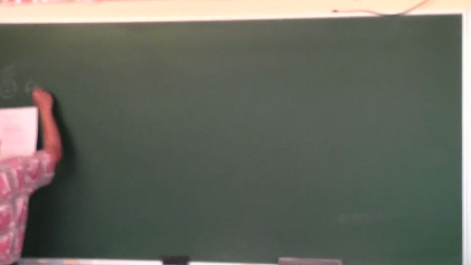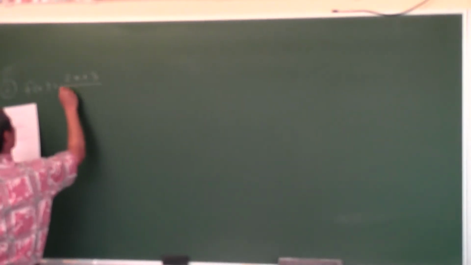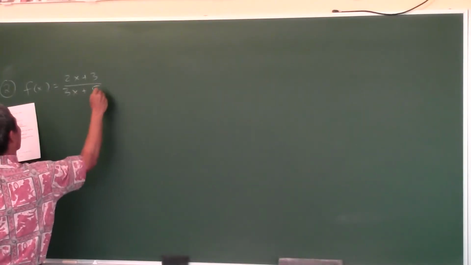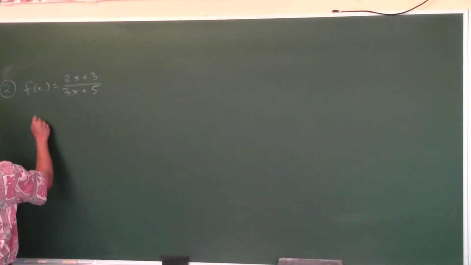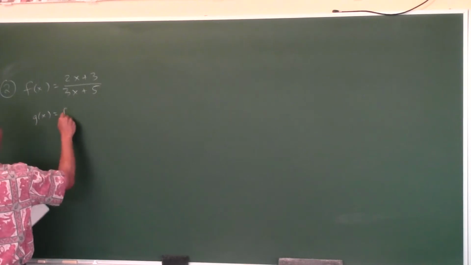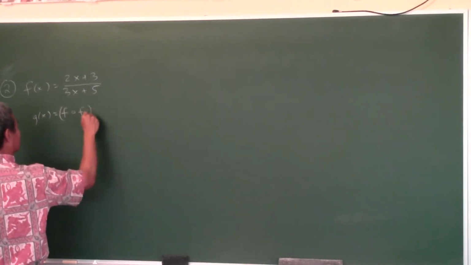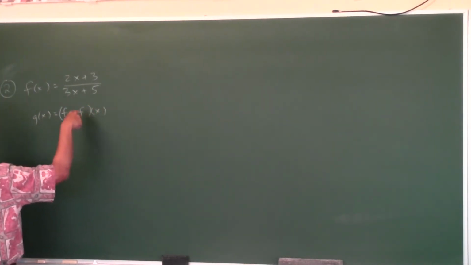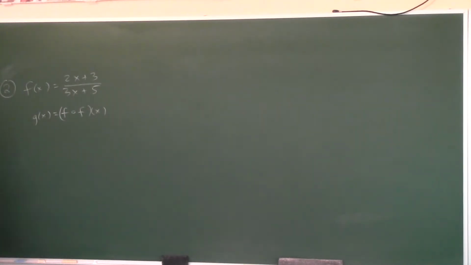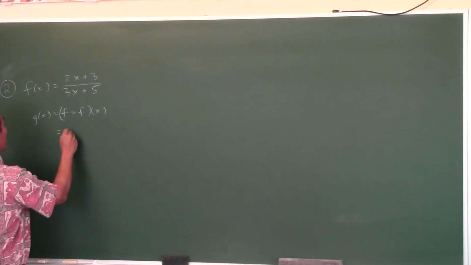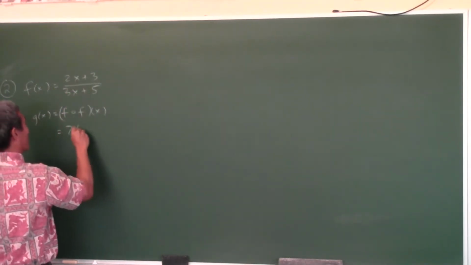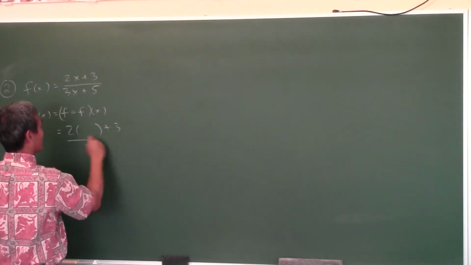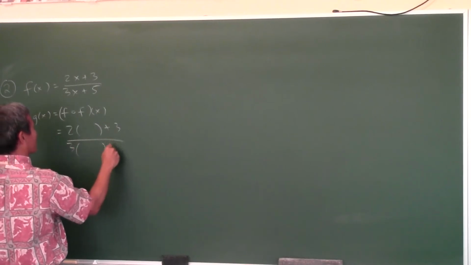F of x is equal to 2x plus 3 over 3x plus 5. G of x is equal to f of f of x. That means you have to plug f of x into itself. So did you at least do that for 2 points? So f of x is this, 2x plus 3 over 3x plus 5.